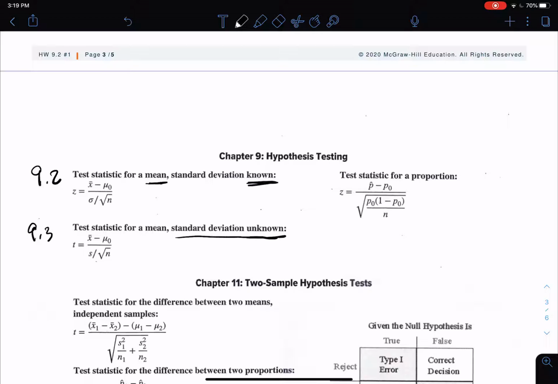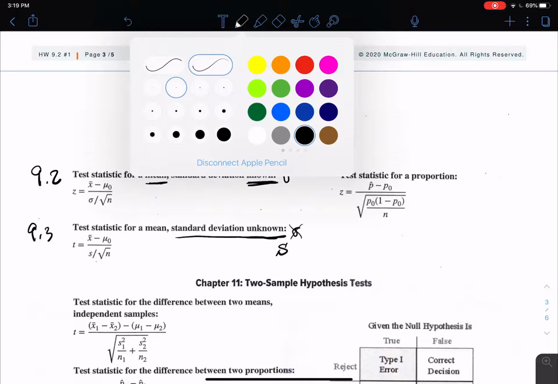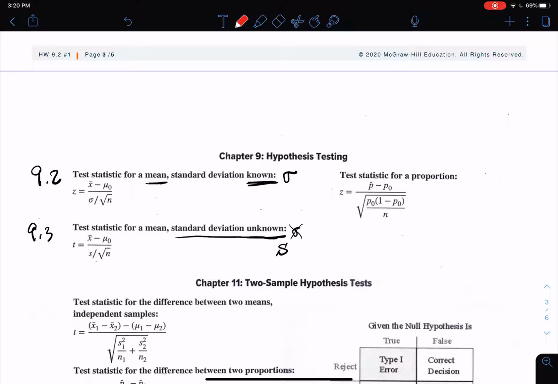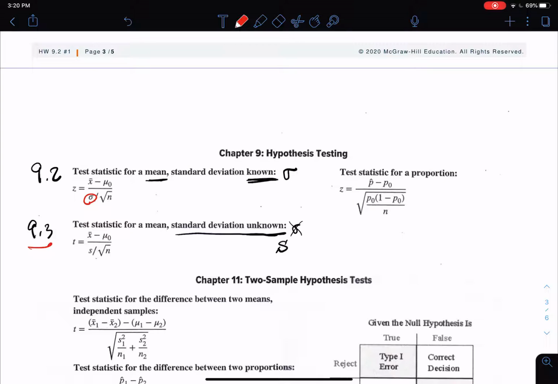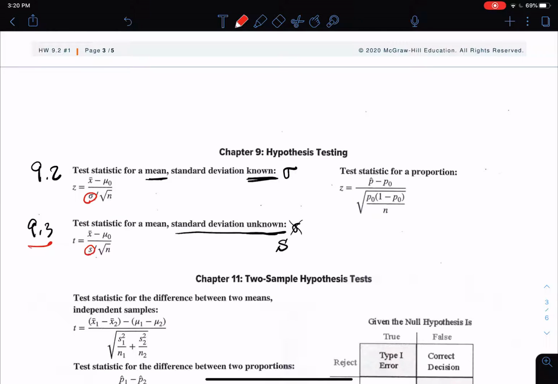So this is where what is known? Sigma. And then 9.3 is where standard deviation is unknown, right? So we have to use the sample standard deviation. And by the way, this is in front of us right here in the formula. 9.2 is where the population standard deviation is known, so we use sigma. 9.3 is where the population standard deviation is unknown, so we use the sample standard deviation. Okay, so it's kind of laid out for us. Today we're going to be looking at 9.2.